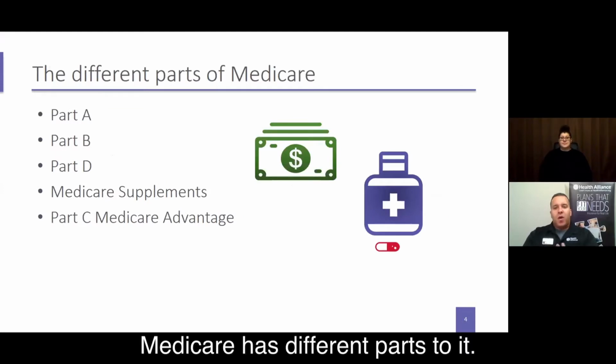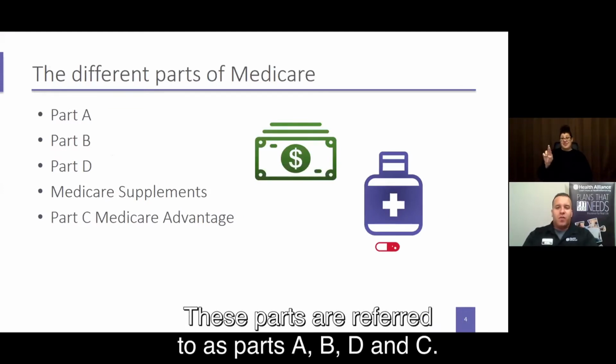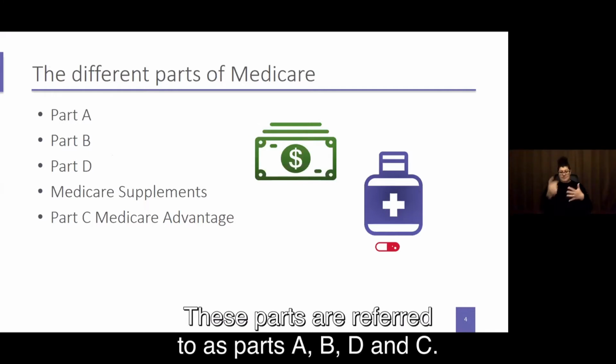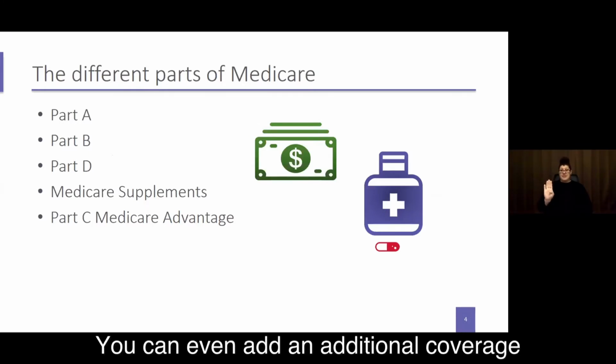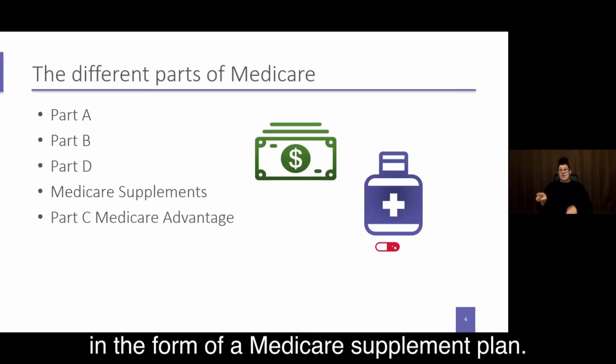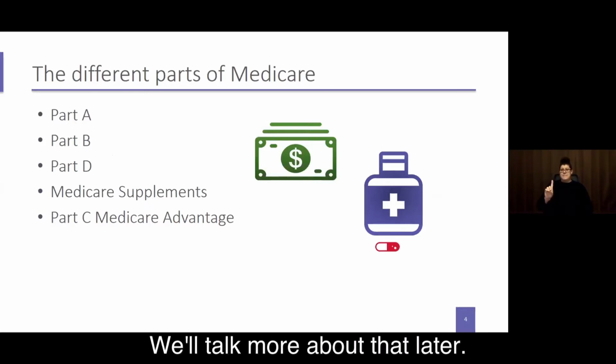Medicare has different parts to it. These parts are referred to as parts A, B, D, and C. You can even add an additional coverage in the form of a Medicare supplement plan. We'll talk more about that later.